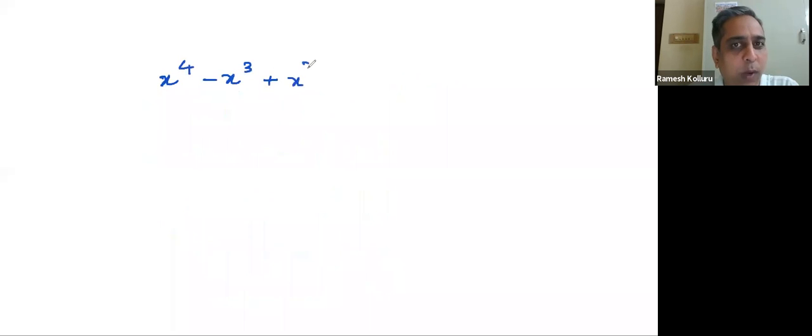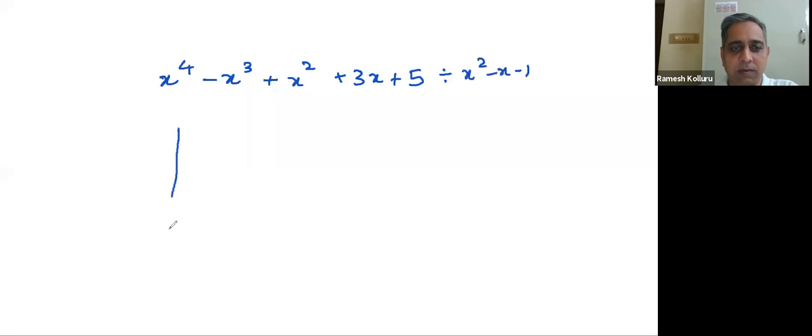If at all there is any difficulty, please raise your hand so that I will manage my speed and reduce it. So it is x power 4 minus x cube plus x square plus 3x plus 5 divided by x square minus x minus 1. So better we write in this direction, which will be very easy for us.